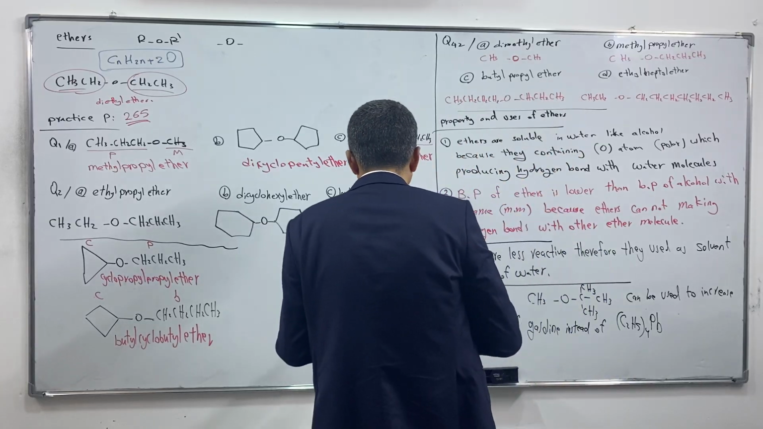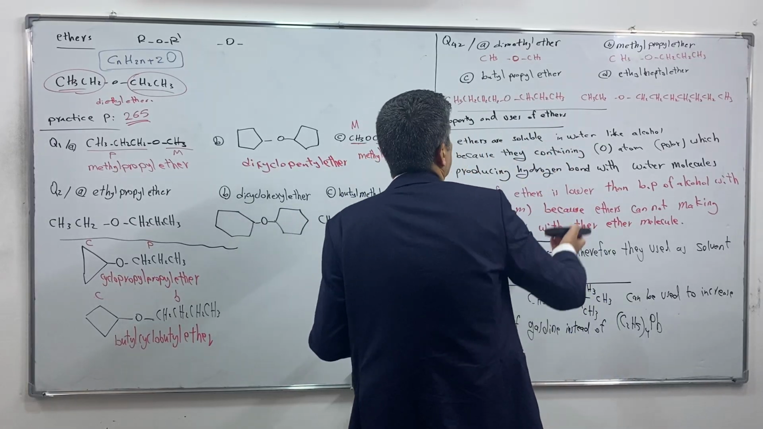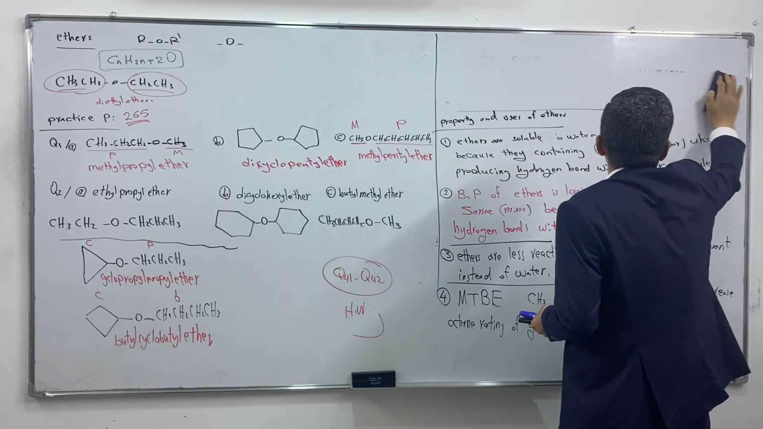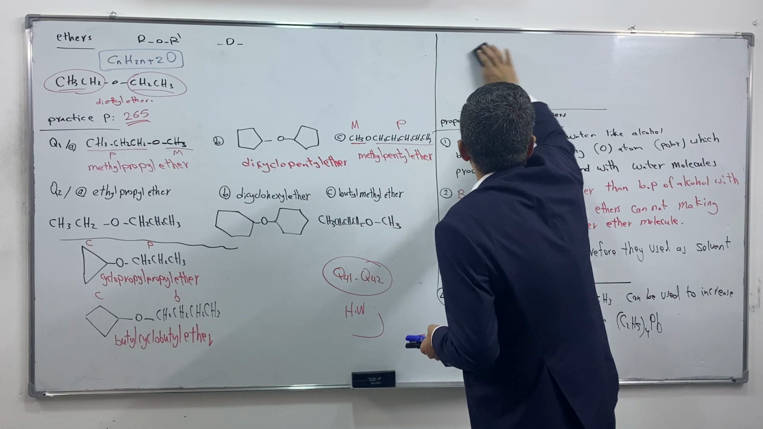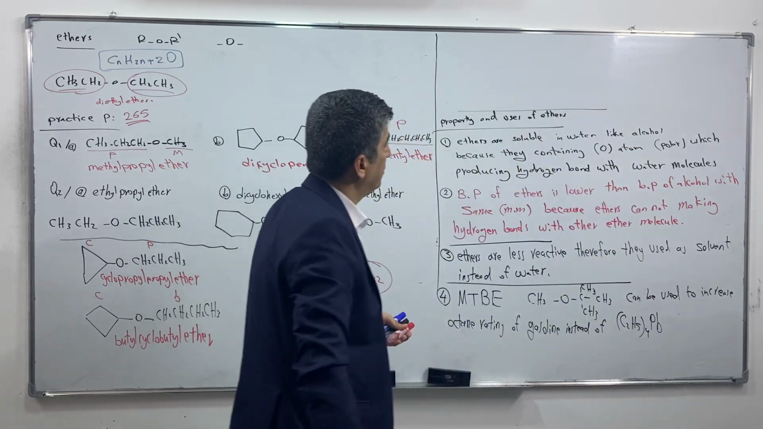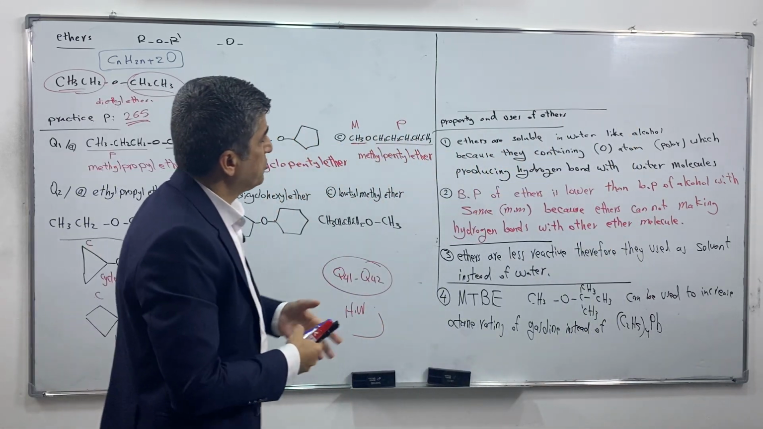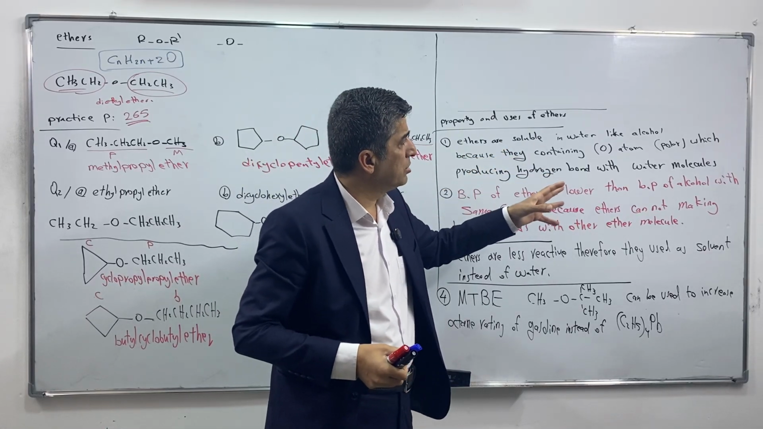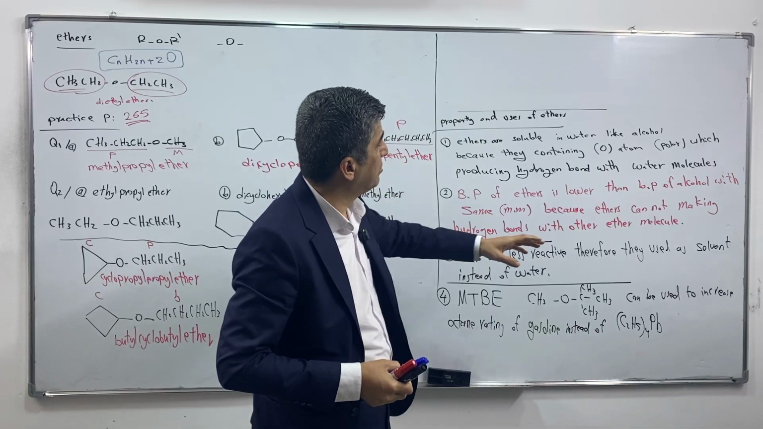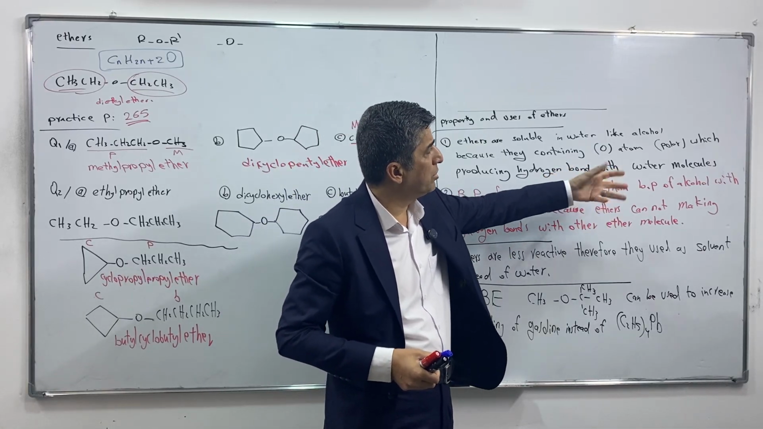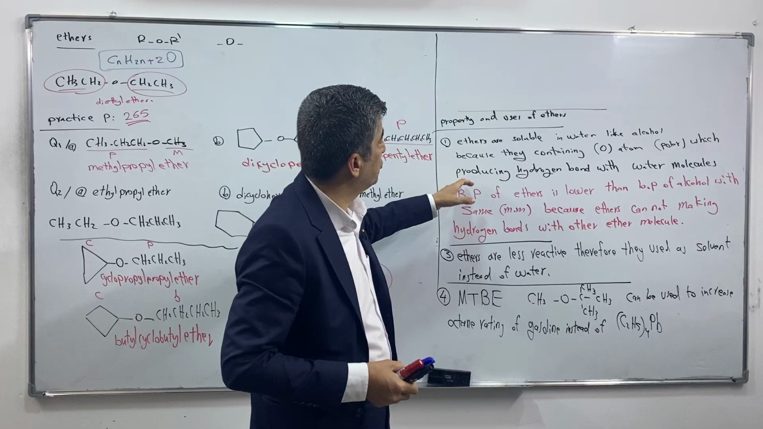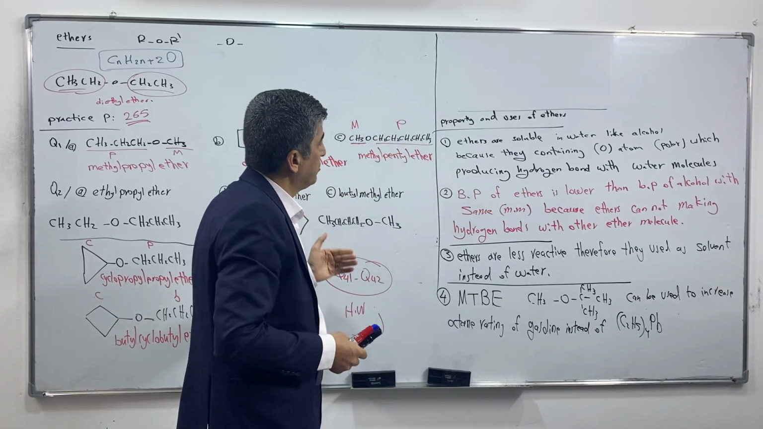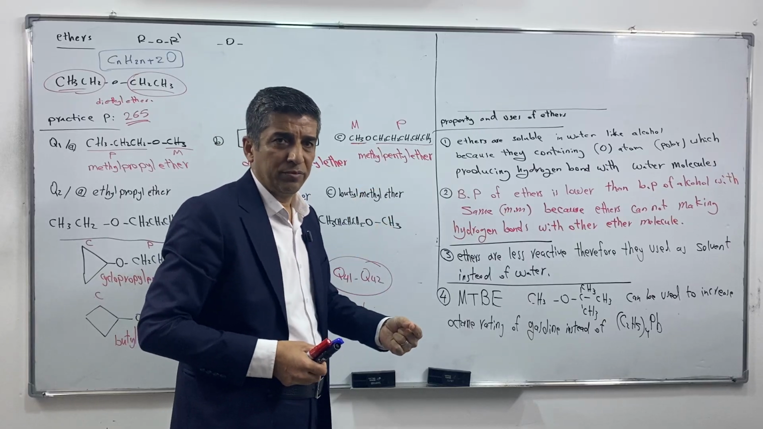We said that we have questions in the chapter review, questions 41 and 42, you must solve them. And we have properties and uses of ethers. The first property of ethers, ethers are soluble in water like alcohols. Why? Because they contain a polar oxygen atom, which produces hydrogen bonds with water molecules. Therefore, ethers, like alcohols, dissolve in water.